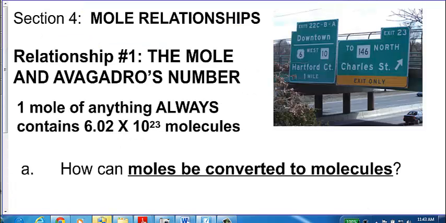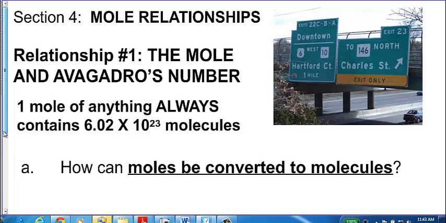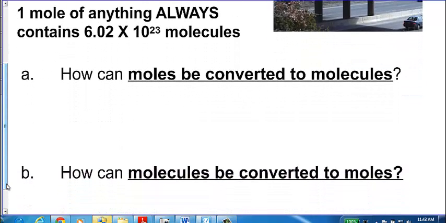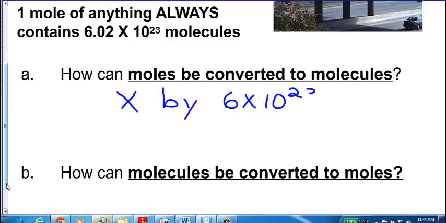And you will have to know how to interconvert between moles and molecules. Okay? So they're going to give you moles and ask you for molecules, and give you molecules and ask you for moles. Okay? So how can moles be converted to molecules? You'll multiply by Avogadro's number, 6 times 10 to the 23rd. Okay? We actually use 6.02, so we might as well write that down. We don't round like they did in the music video.